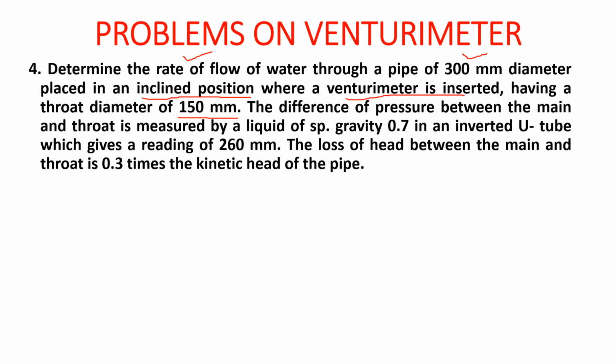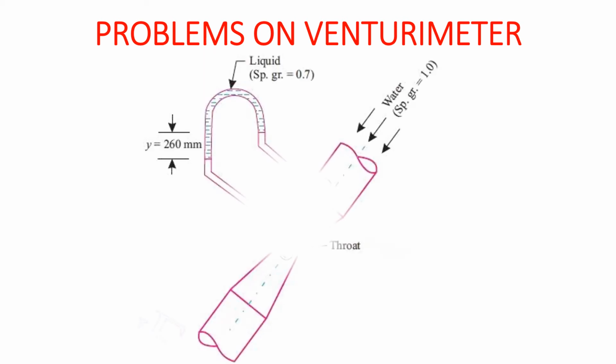What we have to find? Rate of flow, which is nothing but discharge, and it is placed in an inclined position. Okay, now next sentence. The difference of pressure between main and throat is measured by a liquid of specific gravity 0.7. So again here no water is there. There is a liquid having specific gravity 0.7 in an inverted U-tube, which gives a reading of 260 mm. So in that inverted U-tube manometer, the reading is 260 mm. The loss of the head between the main and the throat is 0.3 times the kinetic head. So this is the loss value which is given to us.